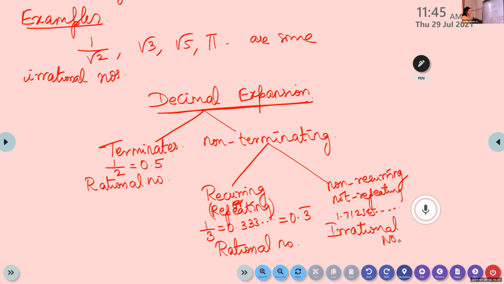Okay, so based on the decimal expansion, if the decimal expansion is terminating, it is rational. If the decimal expansion is non-terminating, again you look at the digits. Is it repeating? If the digits are repeated, then it is a rational number. If the digits are non-terminating, non-repeating, it is an irrational number.